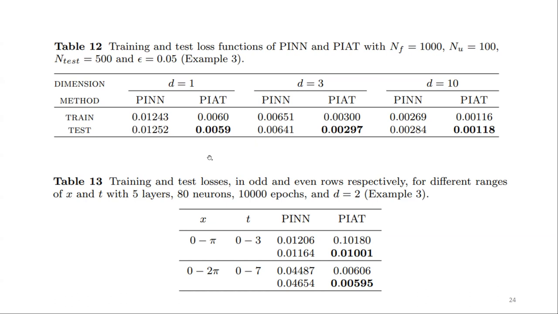Oh, but also I see from the first table that when D goes from 1 to 3 to 10, so when we go from low dimension to high dimension, the PINN and also the PIAT, both training and testing errors become smaller, which means if you go to high dimension, it becomes easier to solve.